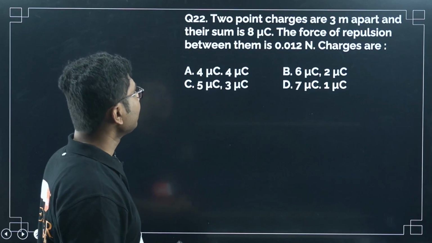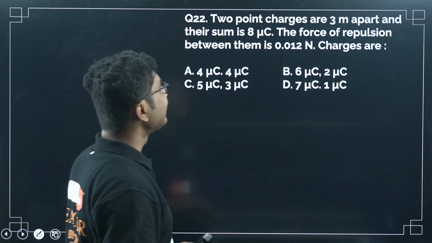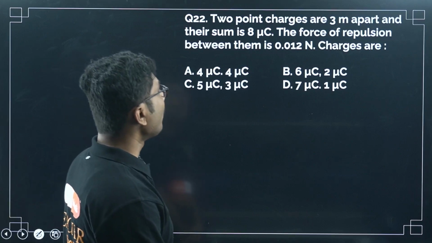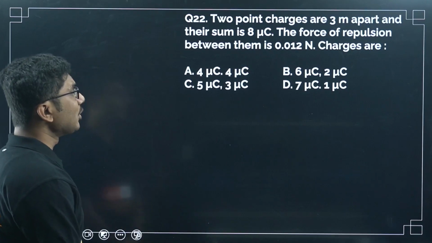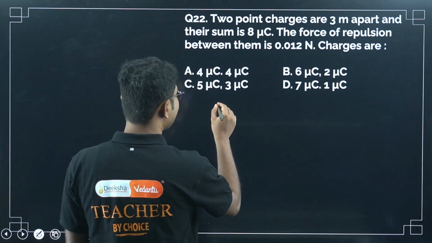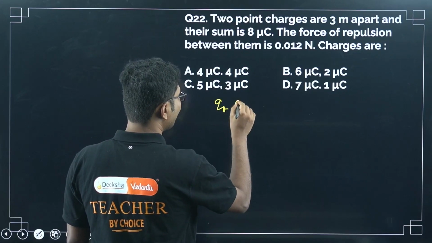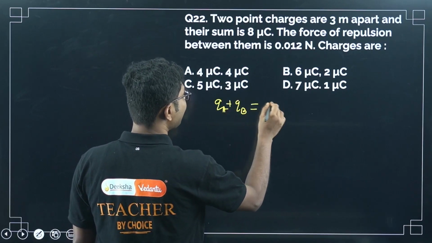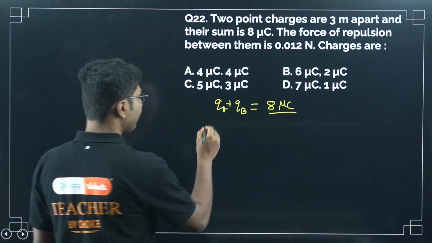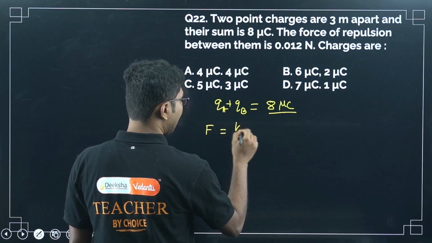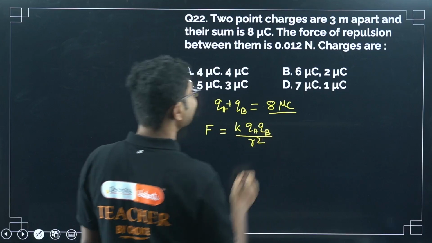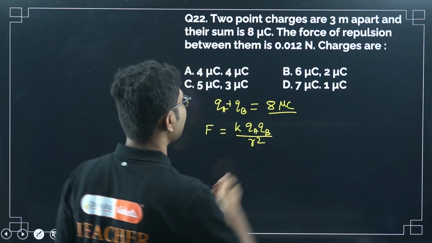Next, move on. 2 point charges are 3 meter apart and their sum is 8 microcoulomb. The force of repulsion between them is 0.12 Newton. Charges are. So what is the thing? They have said you have two charges, QA and QB, and the sum of them is 8 microcoulomb. So the force between them is given by K Q1 Q2, QA QB divided by R square. Now what is the distance? Distance between them is 3 meters.